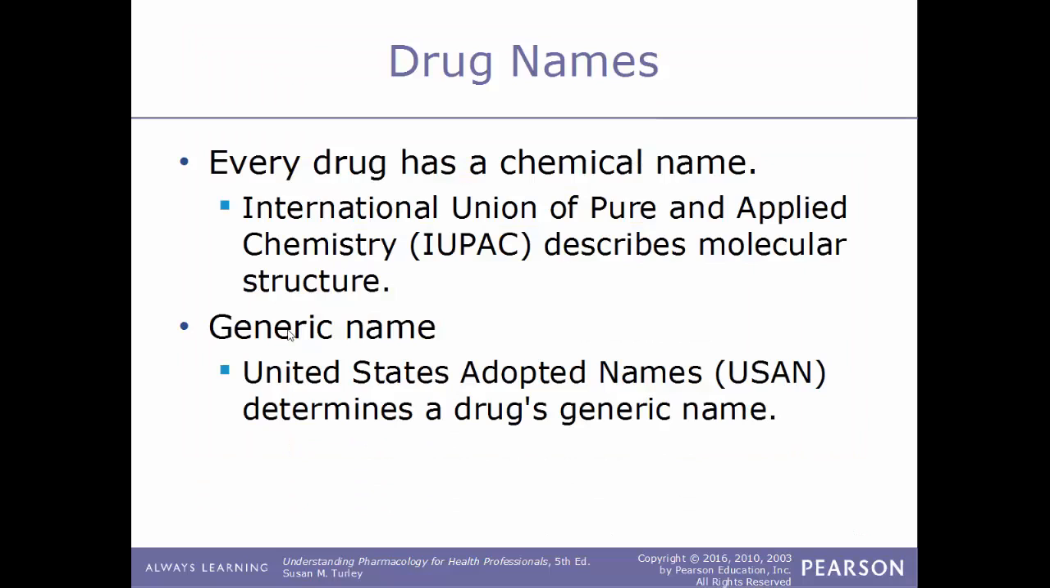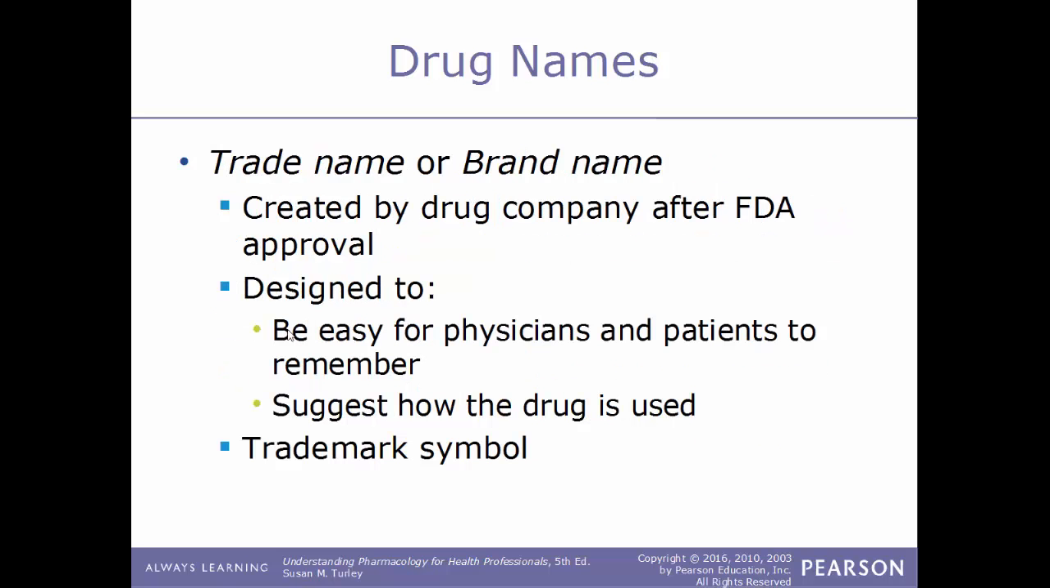Now we'll move into drug names. Every drug has a chemical name, and the group that will describe the molecular structure is IUPAC, the International Union of Pure and Applied Chemistry. Drugs also have a generic name, and the United States Adopted Names, or USAN, determines what a drug's generic name is. You also have a brand name or a trade name. These are created by the drug company that manufactures the drug after that drug is approved by the FDA.